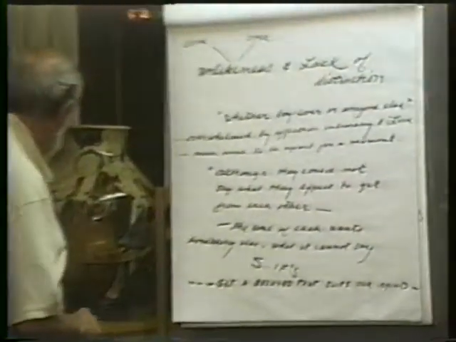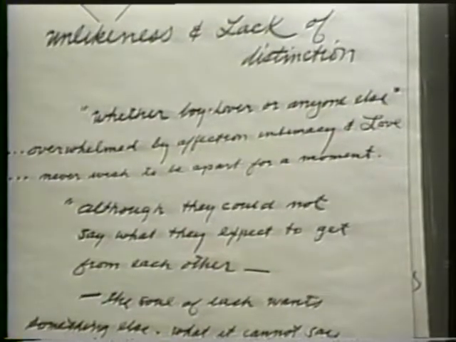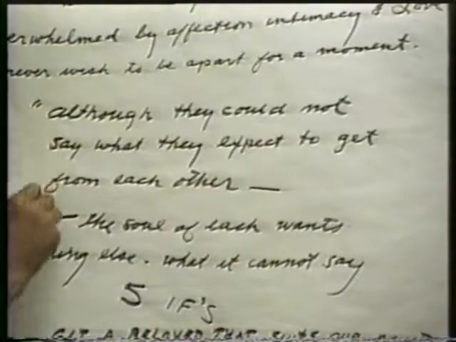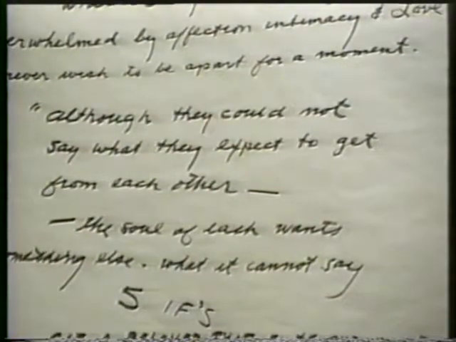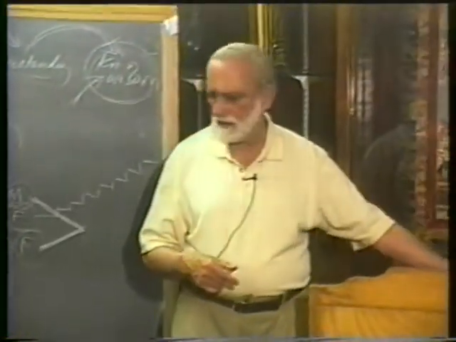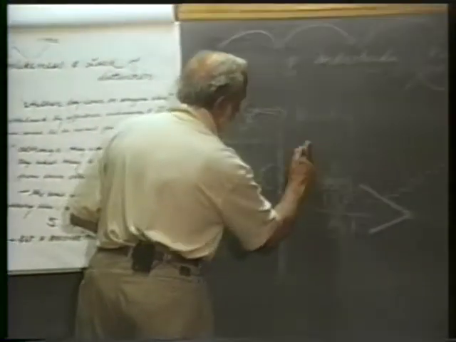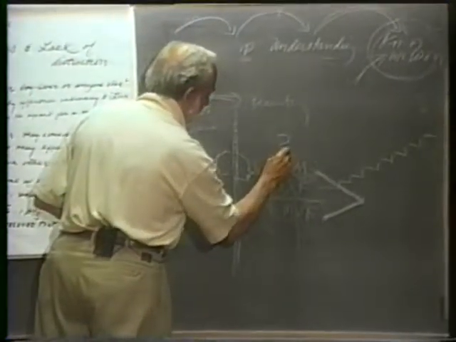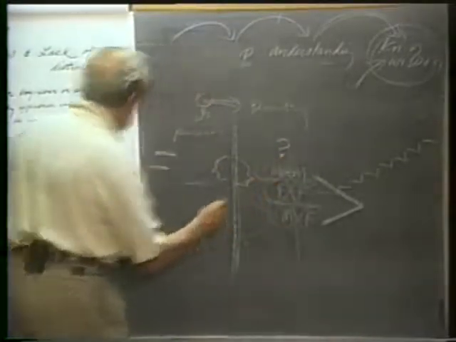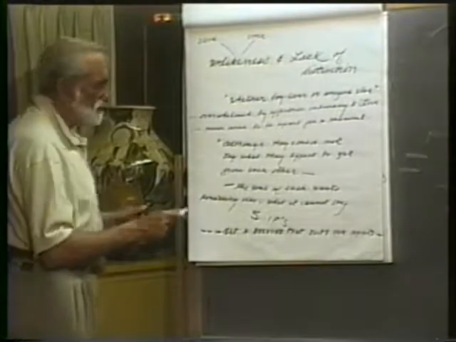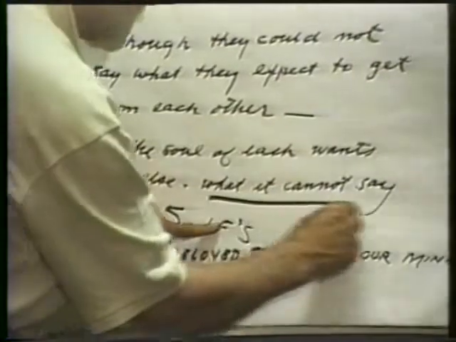Ah, here is the most interesting part. Although, he says, they could not say what they expect to get from each other. Couldn't say what they expect to get from each other. Therefore, there's something about their relationship that's a profound mystery. So when they get together, right, there's a great mystery. Because they can't exactly say what they expect to get from each other. Then he goes on, the soul of each wants something else. What? It cannot say.